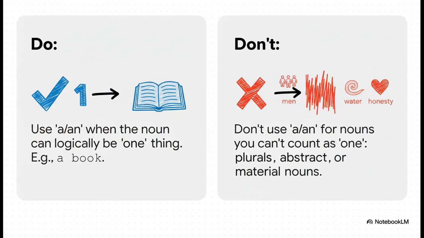The test is simple. If you can logically put the word one in front of a noun, you can use a. You can have one book, right? So you can say a book. But can you have one men? Nope. How about one honesty or one water? Doesn't make sense. So if the noun can't be counted as one, you just don't use a. That's it. No rules to memorize, just pure logic.